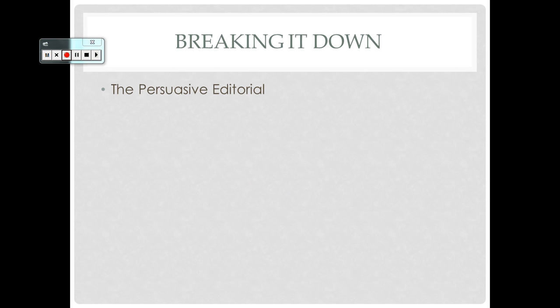So let's break it down. These are the two things that I want to focus on for this class. The two types of assignments that you can write for journalism are, one, the persuasive editorial. Again, as I mentioned before, an editorial can be more than just persuasive, but usually it is persuasive, so that's what we'll focus on. And let me share the structure of the persuasive editorial with you, and you're going to see it's very similar to how you would structure, say, a persuasive essay.